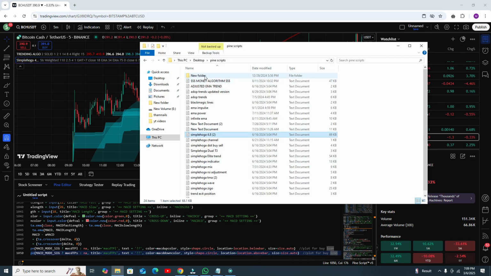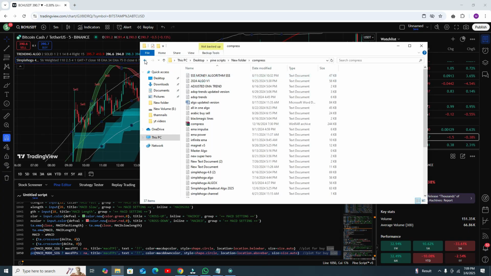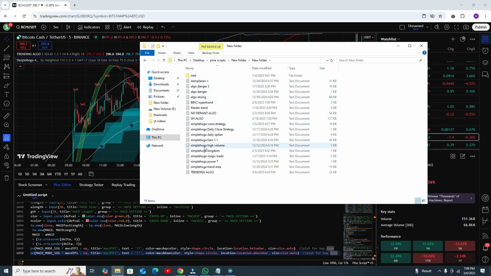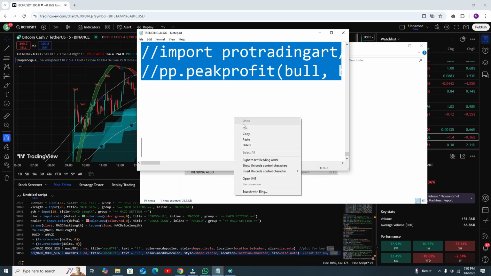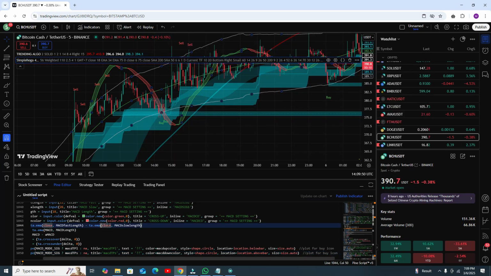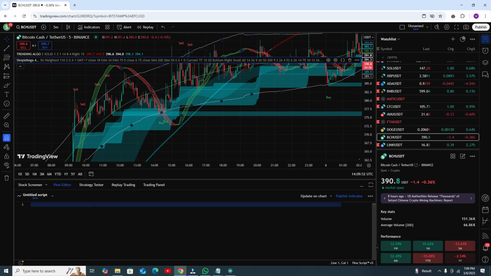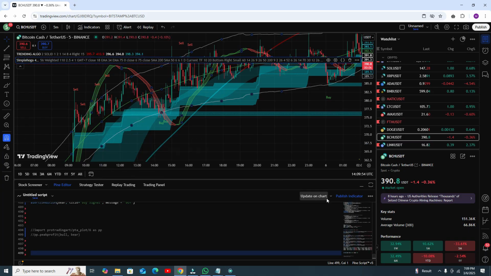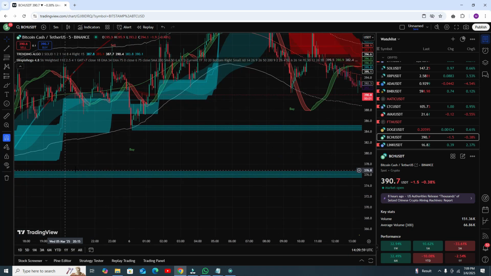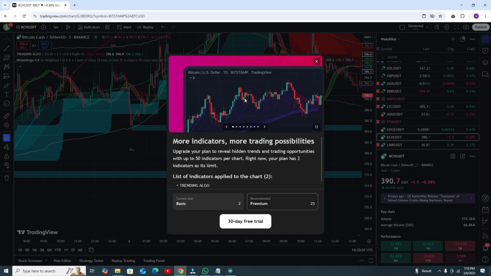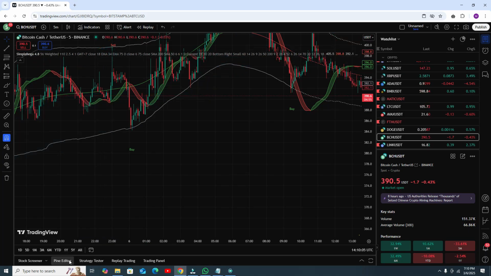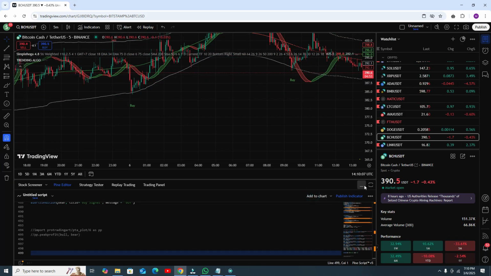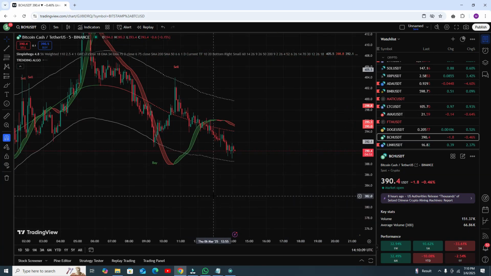The second indicator you need to add is Trending Algo. Control A, copy the code. Then here you need to remove all the code, paste my code, then click on add to chart. Your indicator is now ready. But for the second indicator, we first need to remove this code, then add the new code, because you can add only two indicators.